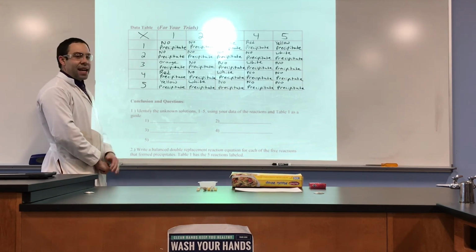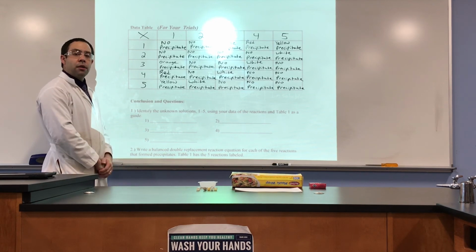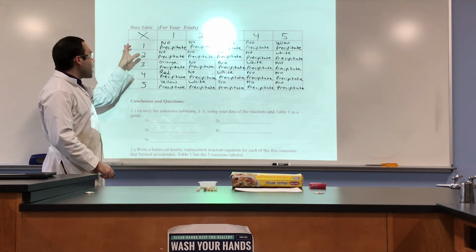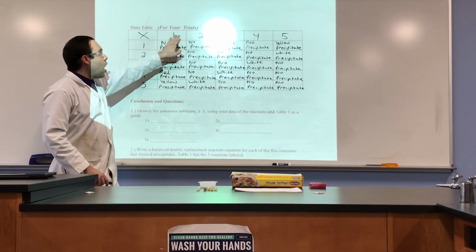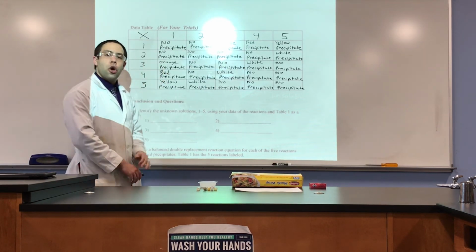Now from this data and the data table on page 1 of the lab, you should be able to identify each of the 5 unknown substances.